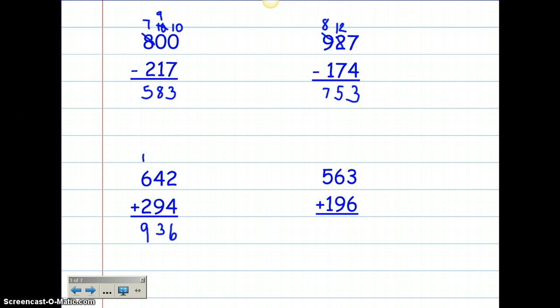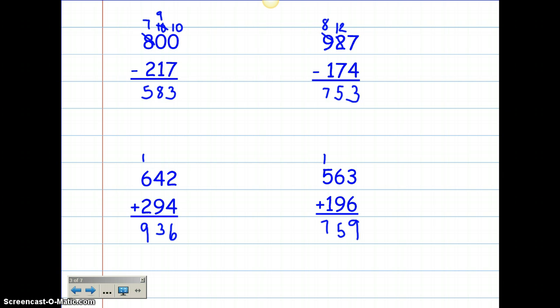And for our last problem, we have 563 plus 196. Starting in the ones place, 3 plus 6 is 9. 6 plus 9 is 15. Carry the 1 in the tens place. 5 plus 1 is 6, plus 1 is 7. So your answer is 759.